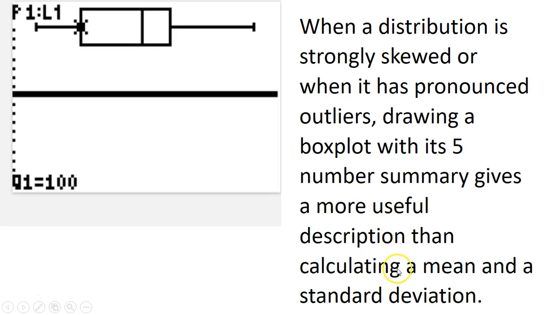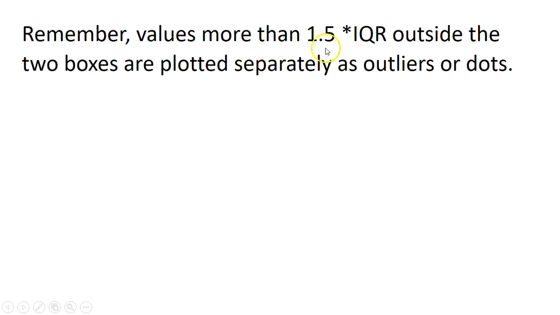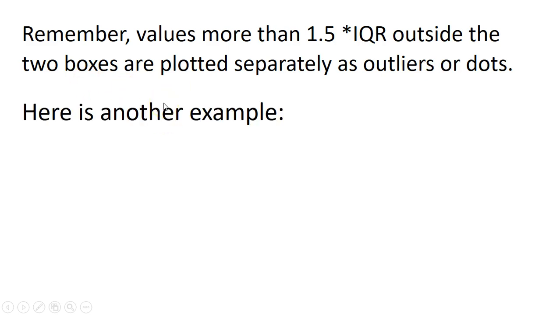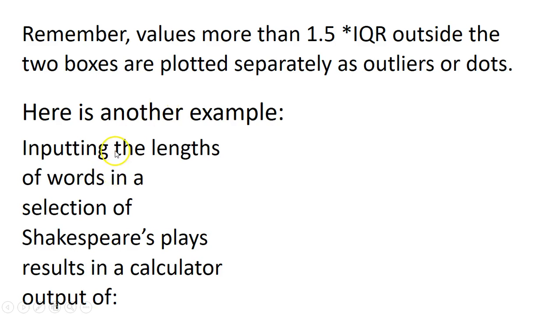All right, that's calculating a mean and a standard deviation. We can get a rough gist of what the graph will look like. Remember, values more than 1.5 times the interquartile range outside the 2 boxes are plotted separately as outliers, or dots.